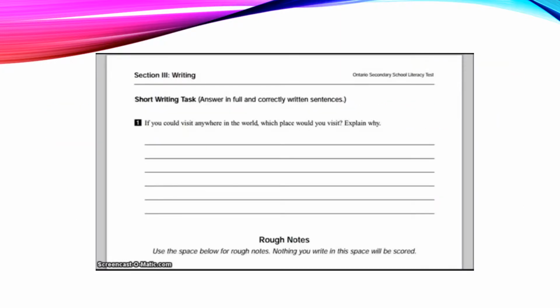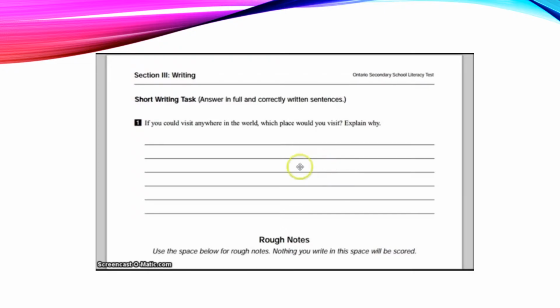Hello, I'm going to show you how to write the short writing task in the OSSLT. Now this particular question has come from a previous OSSLT test that students answered, and you will see one very similar on the test that you write. There's one every year and it has the exact same format as this one. So the way I show you to answer this question will apply to the question that you encounter.